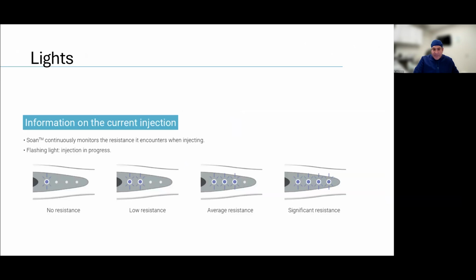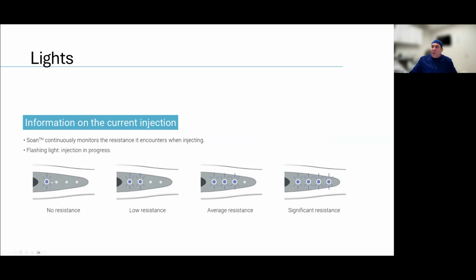All right, the lights. Now this is for SOAN. There is a light on the Sleeper One, but we're mostly going to concentrate on SOAN because most of you have those. There are these indicator lights while you're giving the injection. I talked to a doctor a couple weeks ago, and she said, "I'm supposed to look at the lights." Yes, you're supposed to look at the lights.